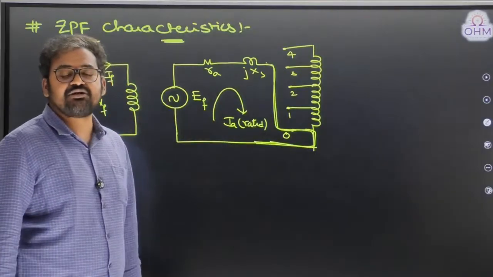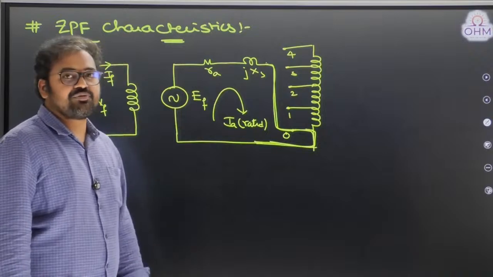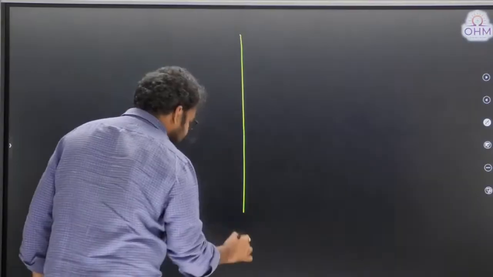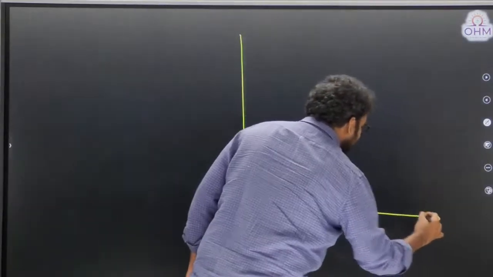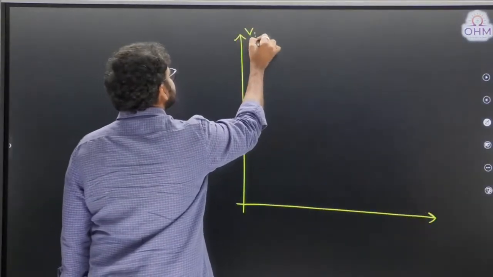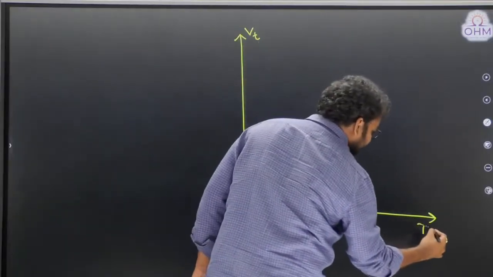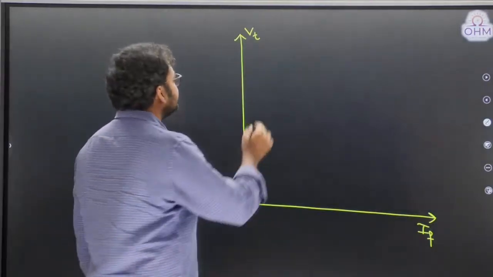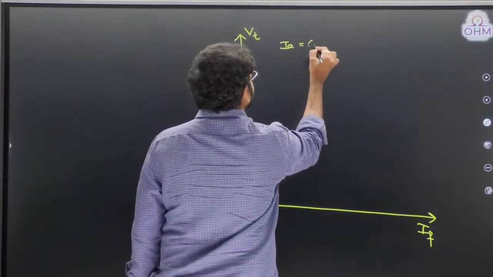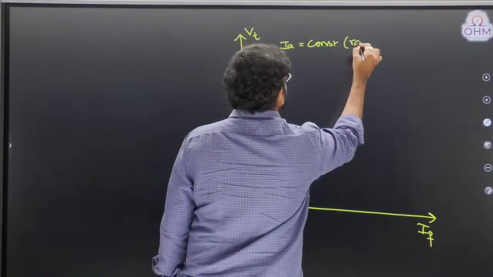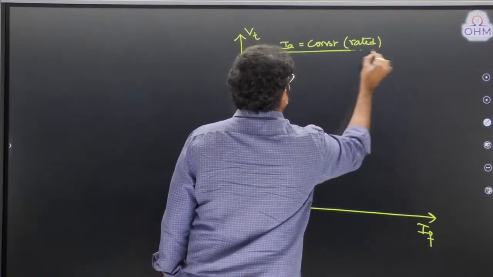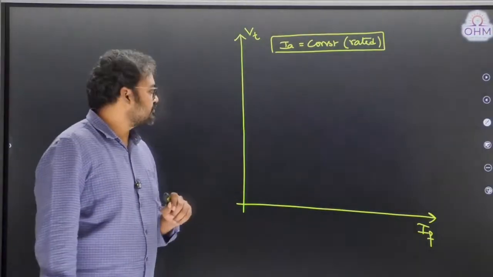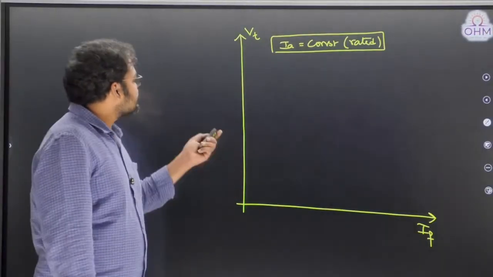First let us understand between which parameters these zero power factor characteristics are drawn. Remember, zero power factor characteristics are drawn by taking terminal voltage on the y-axis and field current on the x-axis. But while drawing these characteristics, we have to maintain armature current constant, and that too at rated value. Our aim is to make armature current constant and also rated value. So let us draw the characteristics.